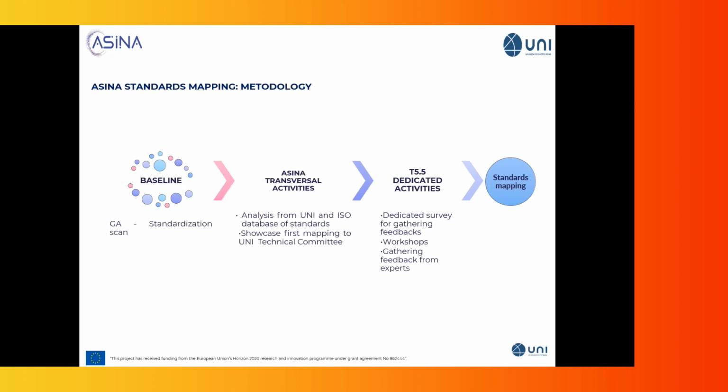About the mapping of the standards, we started from a baseline. This means that we started working on the mapping before the project started. So we started mapping standards during the grant agreement development. And then, as I said before, we developed this mapping during the project. We had a validation with the transversal activity. To do this, we of course analyzed our database with more than 20,000 standards, and the ISO database too. And then we had a validation with the technical committee and a dedicated activity to validate internally within the consortium.